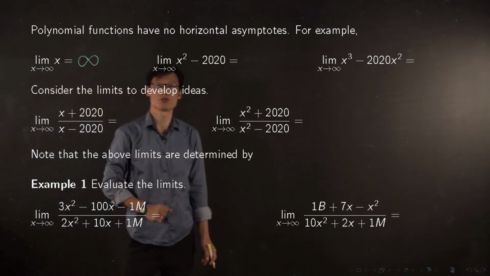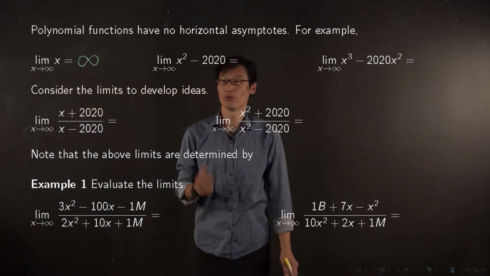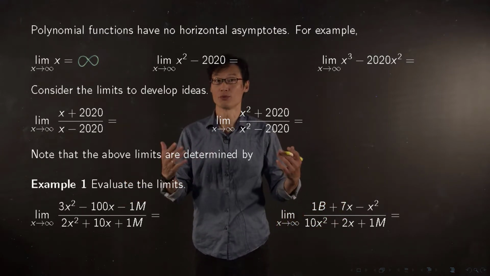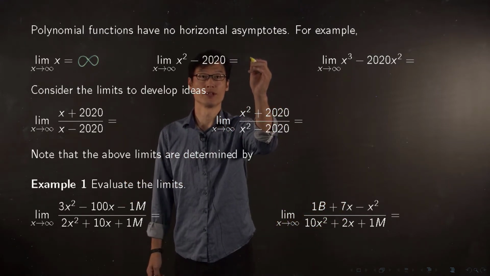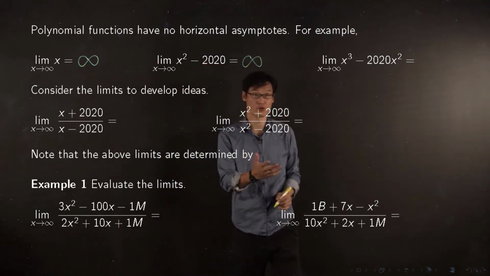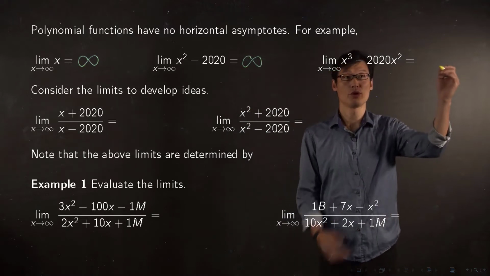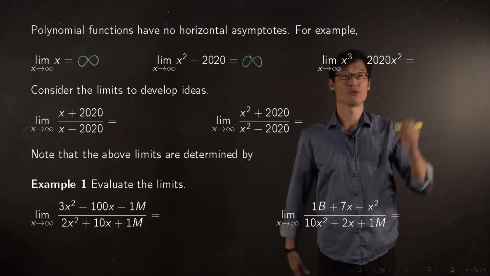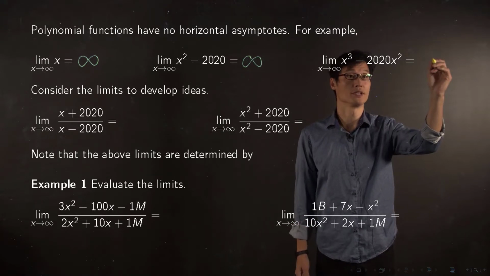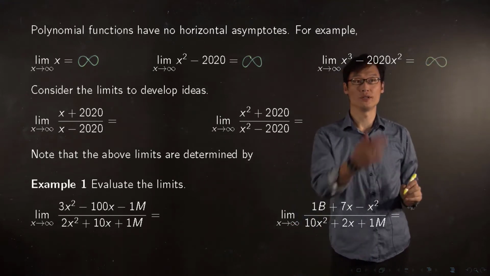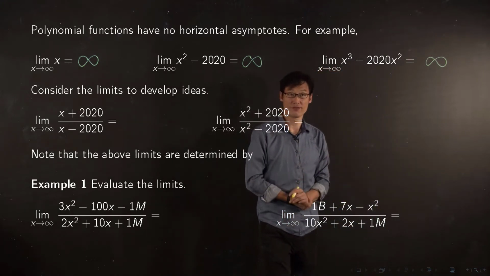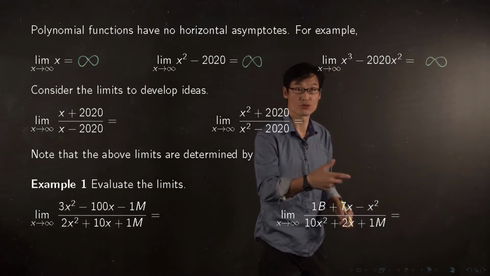And the second example is a quadratic function. So when your x gets larger and larger, the function value is unbounded. So this is infinity again. And a cubic function will grow as well. So even when you have some big number here, 2020 x squared, the limit is still infinity. Well, this leading term, x cubed, determines the behavior of the function as x tends to infinity.